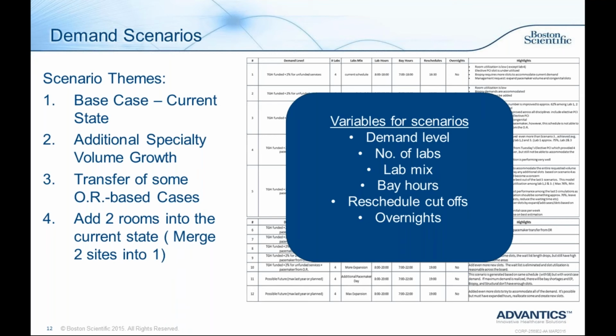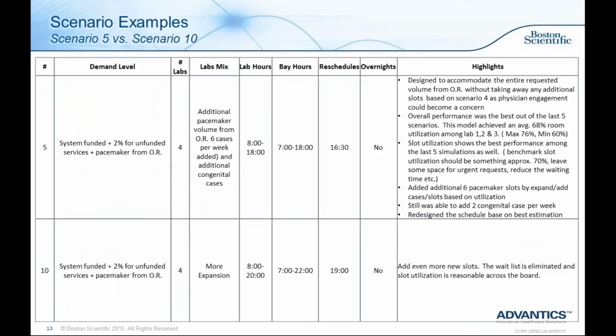So, 2 scenarios I want to show. One is scenario 5. You can see the numbers on the left side, 5 and 10. Scenario 10 is a random pick. Scenario 5 happened to be the best scenario based on leadership agreement and performance. So you can see the demand level is the same. It's their hospital system funded level plus 2% unfunded level services that they observed, plus the pacemaker from OR. The lab mix is the same. The number of labs is the same.